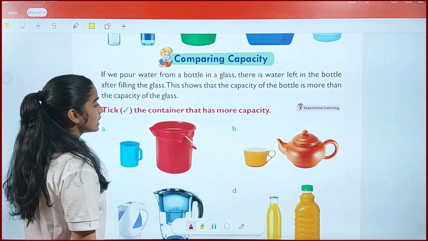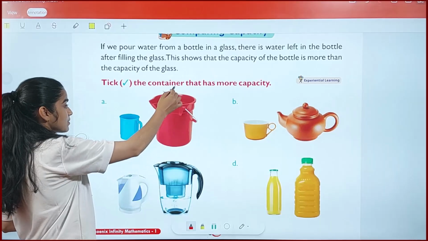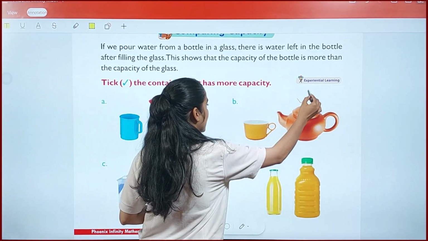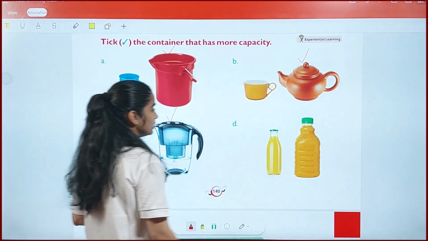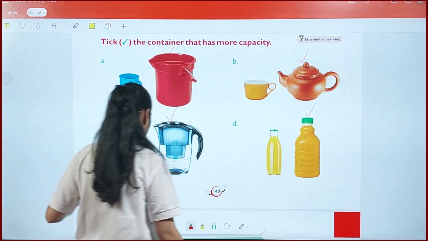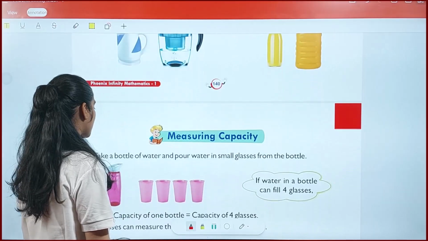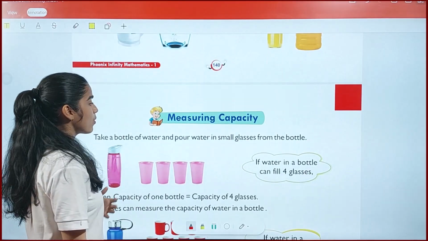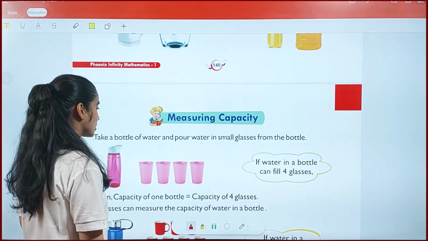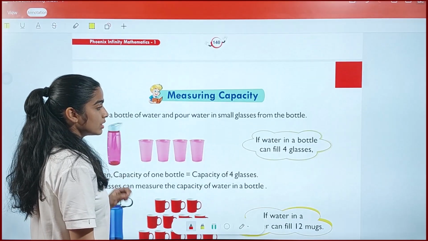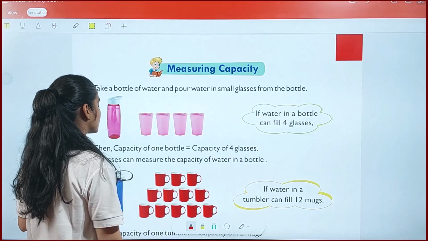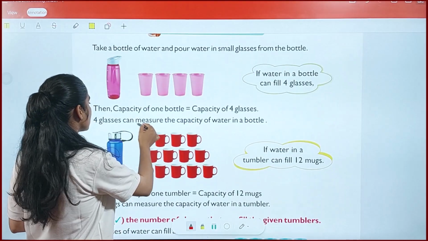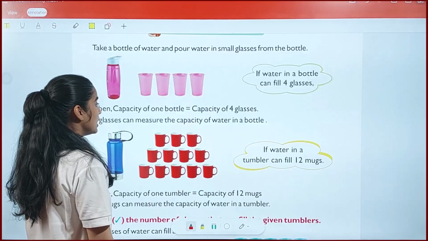So take the container that has more capacity. So this one has more capacity. Among this and this, this one has more capacity. Now measuring capacity: take a bottle of water and pour water into small glasses from the bottle. If the water in a bottle can fill 4 glasses, then the capacity of one bottle is equal to the capacity of 4 glasses. 4 glasses can measure the capacity of water in a bottle.